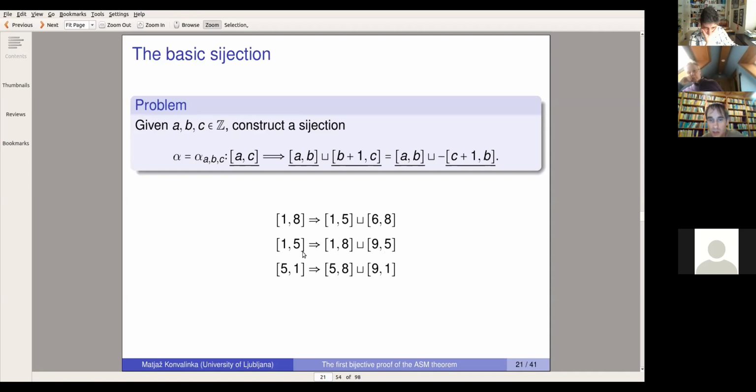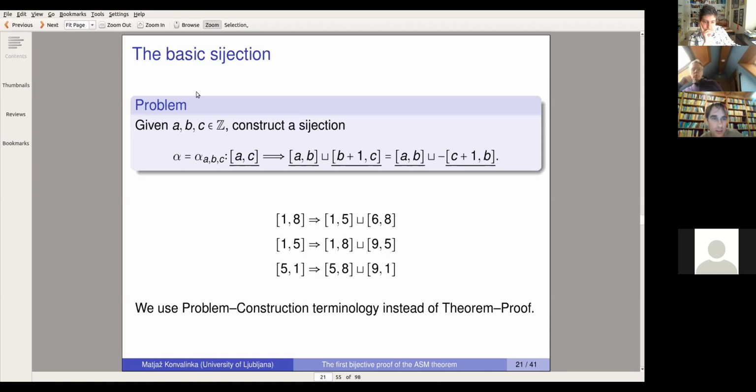So you see, it's a sijection, and similar for all other instances of how A, B, and C are ordered. So this is the building block, very simple. Also note, I call this a problem, not in the sense of it's an open problem.